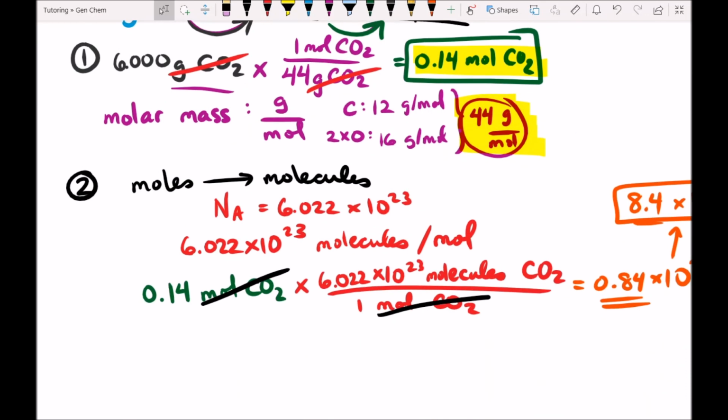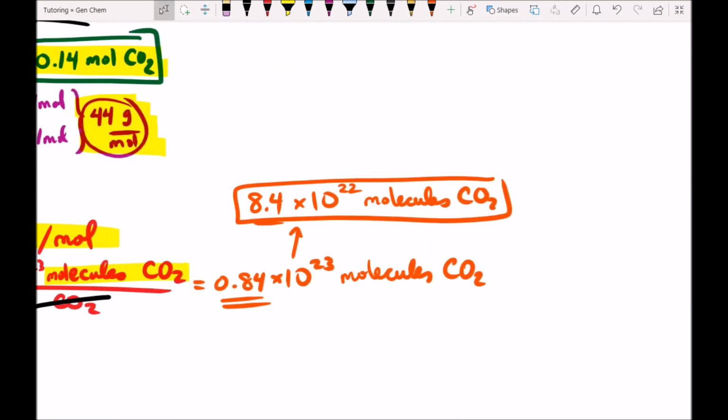Then when we're going from moles to molecules, we use the conversion factor of Avogadro's number, which is 6.022 times 10 to the 23rd, the number of molecules in 1 mole of CO2. So we use that conversion factor to cancel out moles of CO2, and we're left with molecules of CO2. And then at the end, we just have to simply change where the decimal point is and the value of the exponent, and we get the number of molecules of CO2.